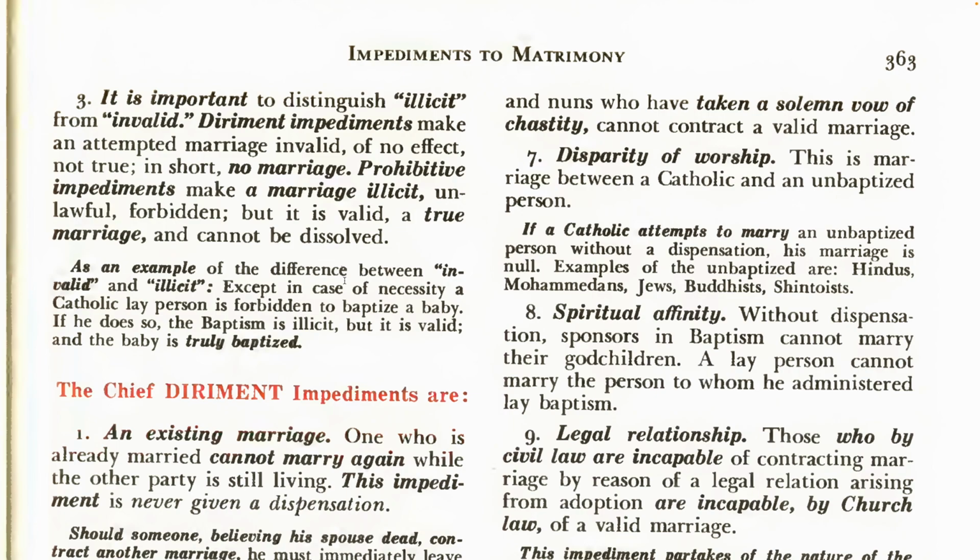As an example of the difference between invalid and illicit, except in case of necessity, a Catholic layperson is forbidden to baptize a baby. If he does so, the baptism is illicit, but it is valid, and the baby is truly baptized.